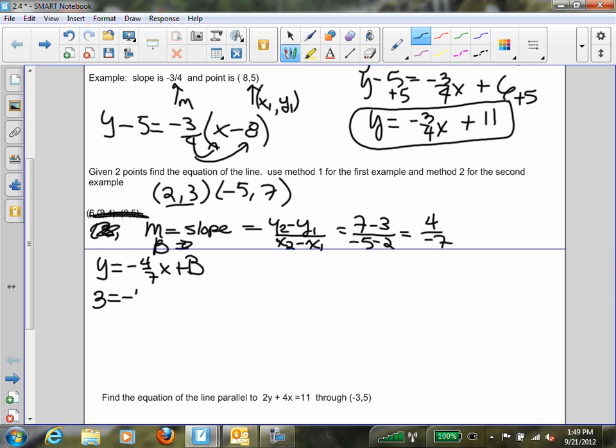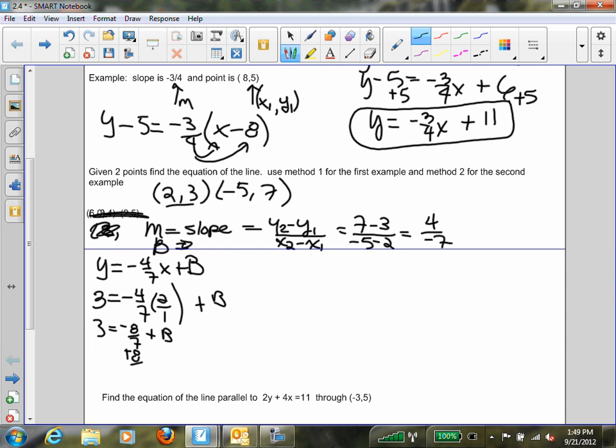3 equals negative 4/7 times 2 over 1. That 2 is only multiplied in the numerator. It's not multiplied in the numerator and the denominator. That's a really common mistake that you're going to want to make. Put that 2 over 1 plus b. 3 equals negative 8/7 plus b.